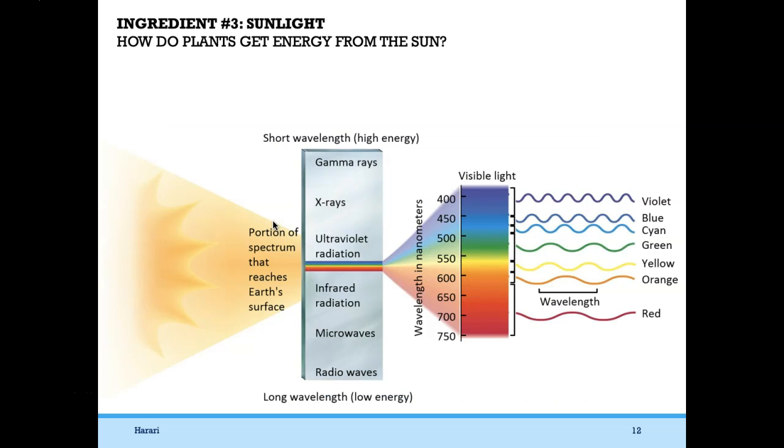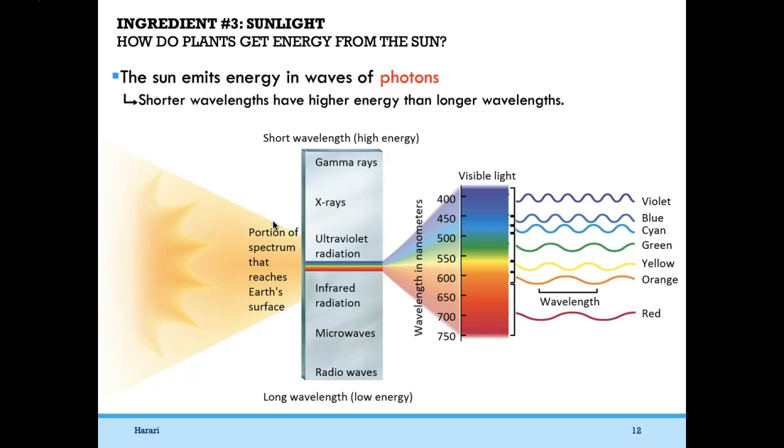Finally, the third ingredient is sunlight. How do plants get energy from the sun? Well, this is probably the most complicated part. The sun emits energy in waves of photons. A photon is a particle of light. And the sun emits a huge spectrum of wavelengths of energy. This is called the electromagnetic spectrum. So all types of energy leave the sun and exit to the solar system. But on Earth, only a short portion of the electromagnetic spectrum is exposed. Only a portion of the electromagnetic spectrum reaches Earth's surface.